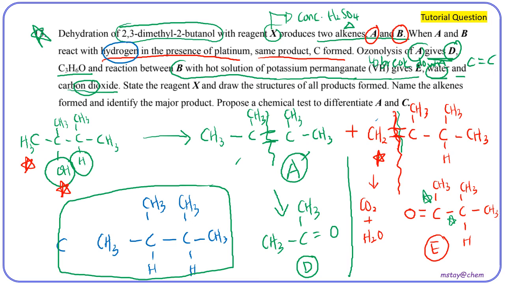Okay, so if this is the structure for E, the above alkene will be B. So from here we already know the structures A, B, C, D, E. Here the question continues: state the reagent X. Just now we already discussed that it is concentrated sulfuric acid, and then draw the structure of all the products formed. We already drew the structures A until E.